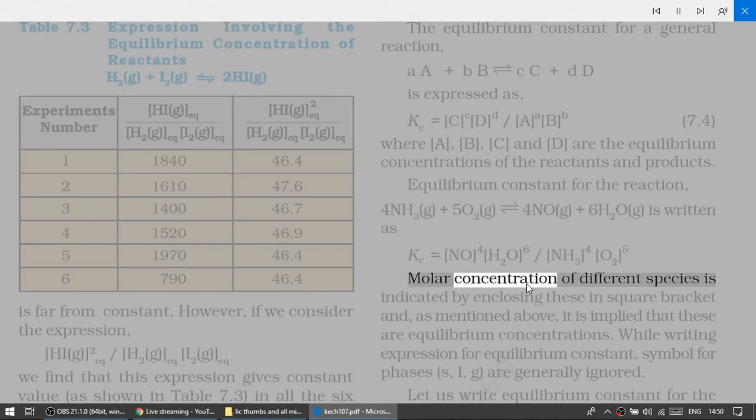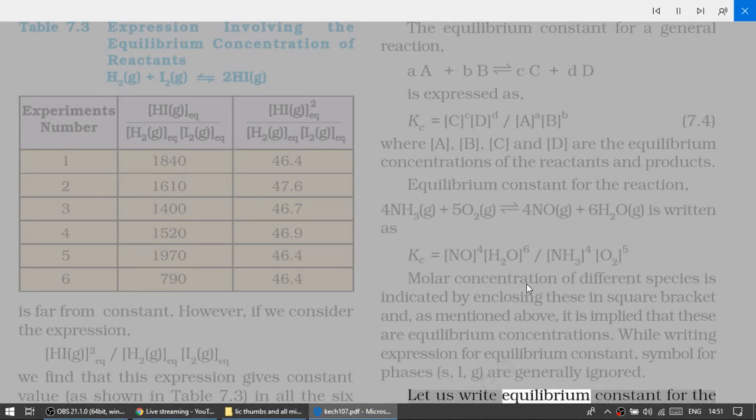Molar concentration of different species is indicated by enclosing these in square brackets, and, as mentioned above, it is implied that these are equilibrium concentrations. While writing the expression for equilibrium constant, the symbols for phases S, L, G are generally ignored.